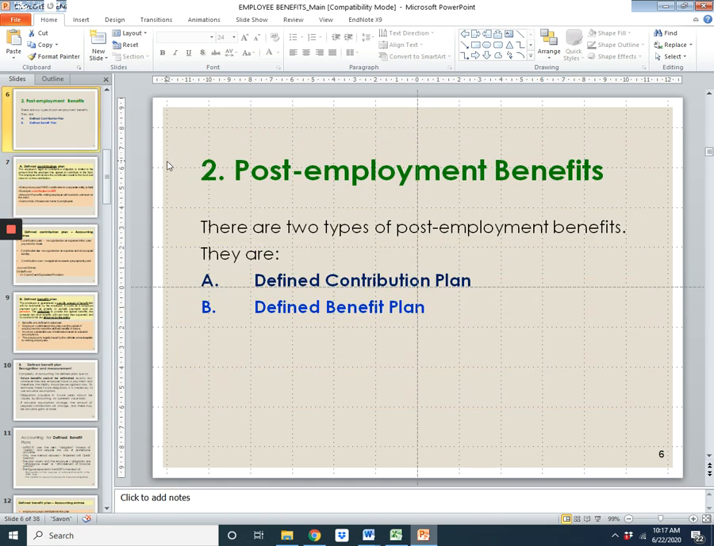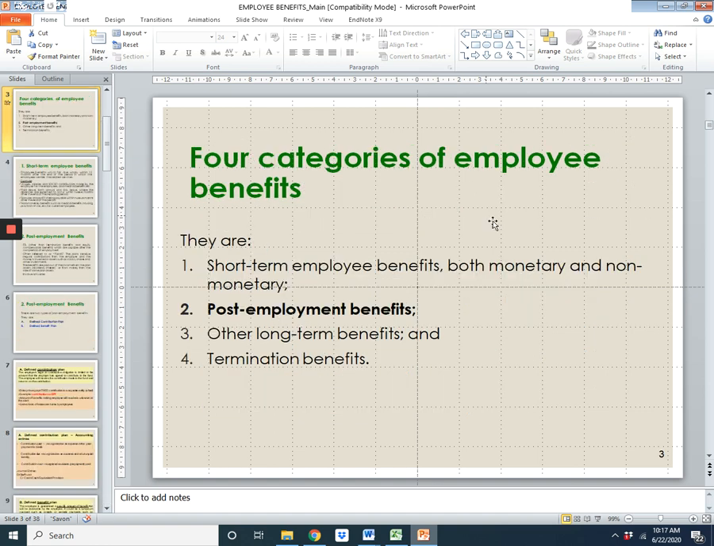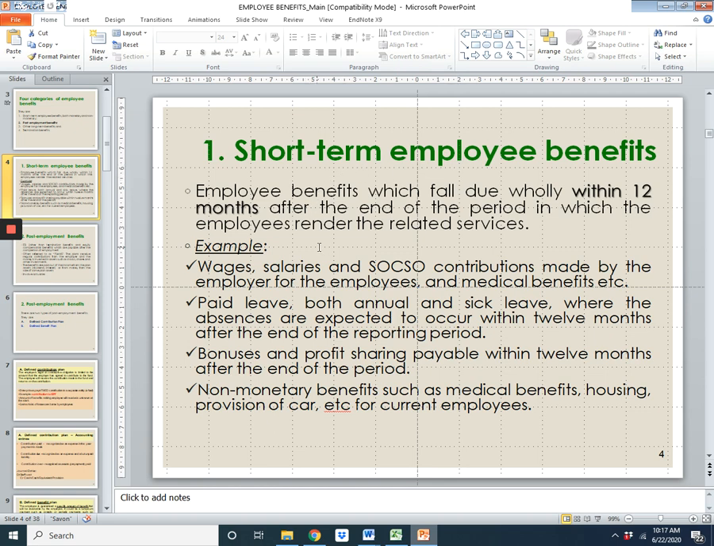If we have categories of employees benefit, we have 4 categories. One is a short-term employees benefit, both monetary and non-monetary. Post employees benefit, others long-term benefit, and category number 4 is termination benefit. What is actually all this benefit is basically benda yang you known already. Kalau short term employees benefit ni adalah benefit yang you dapat kalau you jadi pekerja lah. Pekerja of a company, what you will get in a short term period. Short term means employees benefit which fall due wholly within 12 months. So kalau you tengok example, you know what is actually meant by employees benefit.